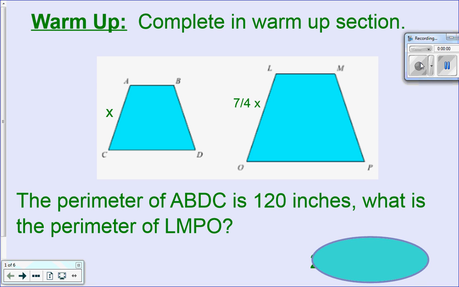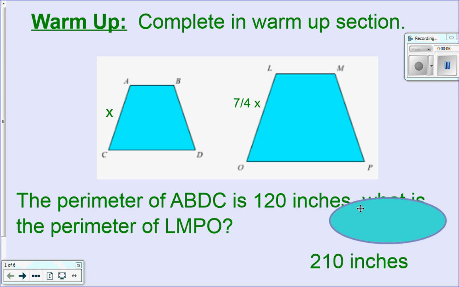To record that. All right, the perimeter of ABCD is 120. What is the perimeter of LMPO? 210 inches. Questions on that?